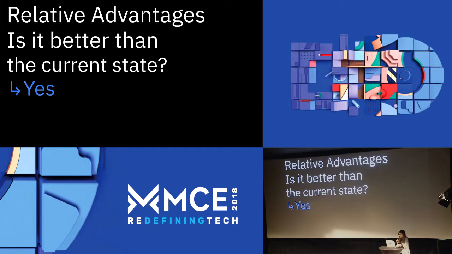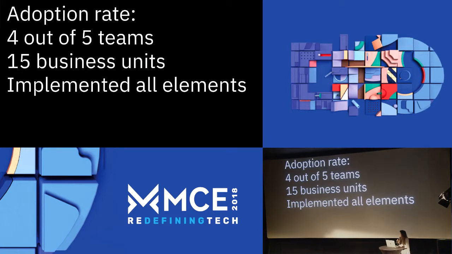So for the first one, is it better than the current state? The answer was a pretty easy yes. We had about 80% of our product teams applying the design language system within a year after its release across 15 different management chains. And that didn't require an executive mandate. Instead, people were choosing this as a popular preference over other systems that they could have adopted.